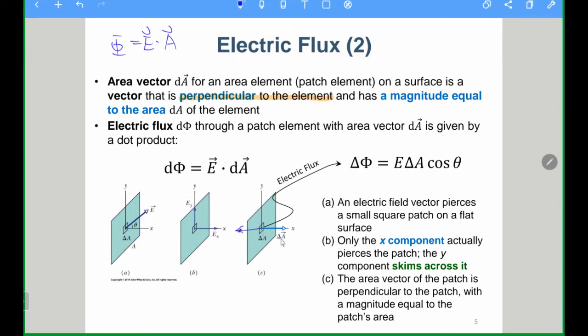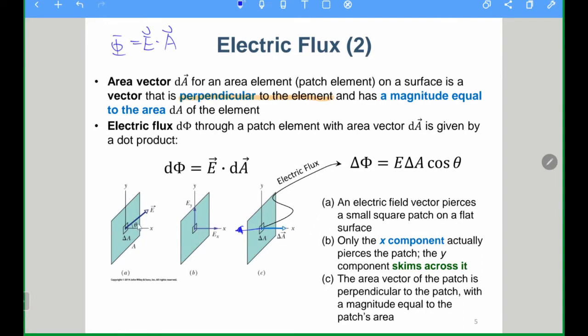Otherwise, you may make mistakes for the plus or minus sign. Okay, so here is the definition of the area vector. The direction is perpendicular to the element. The magnitude is equal to the area. So this is the definition of the dA. And then the electric flux for this small area will be E dot dA.